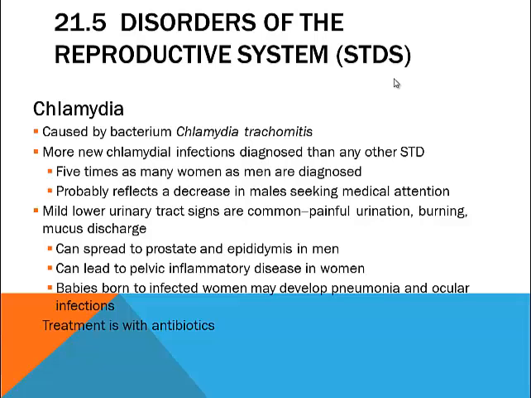Some believe there is an increase in the possibility of premature or stillborn births if the newborn is exposed during delivery. Babies born to infected women have developed pneumonia and ocular or eye infections. Treatment for chlamydia is antibiotics.